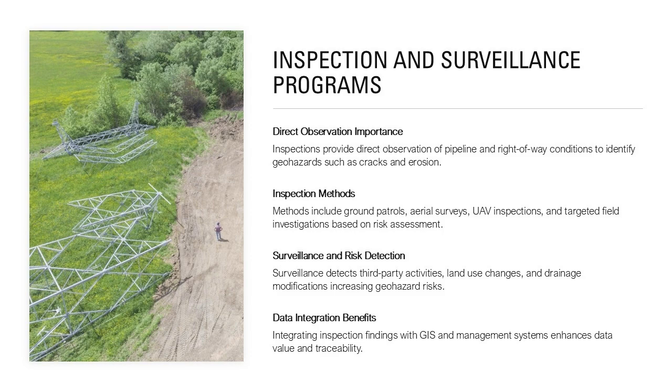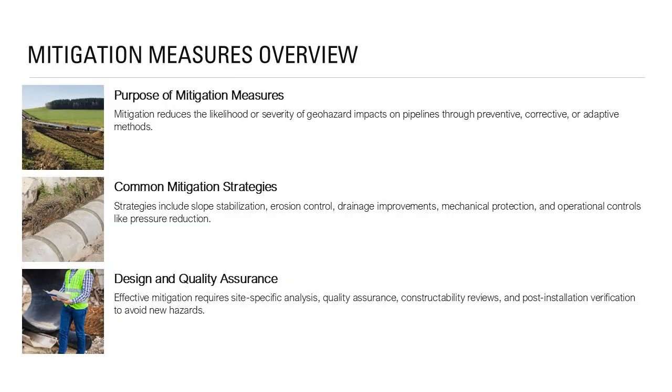This slide highlights the importance of structured inspection and surveillance programs as part of a comprehensive geohazard management strategy, reinforcing the need for vigilance and timely reporting. Mitigation measures are implemented to reduce either the likelihood of geohazard occurrence or the severity of its impact on the pipeline. These measures can be preventive, corrective, or adaptive, depending on the nature of the hazard and risk level.